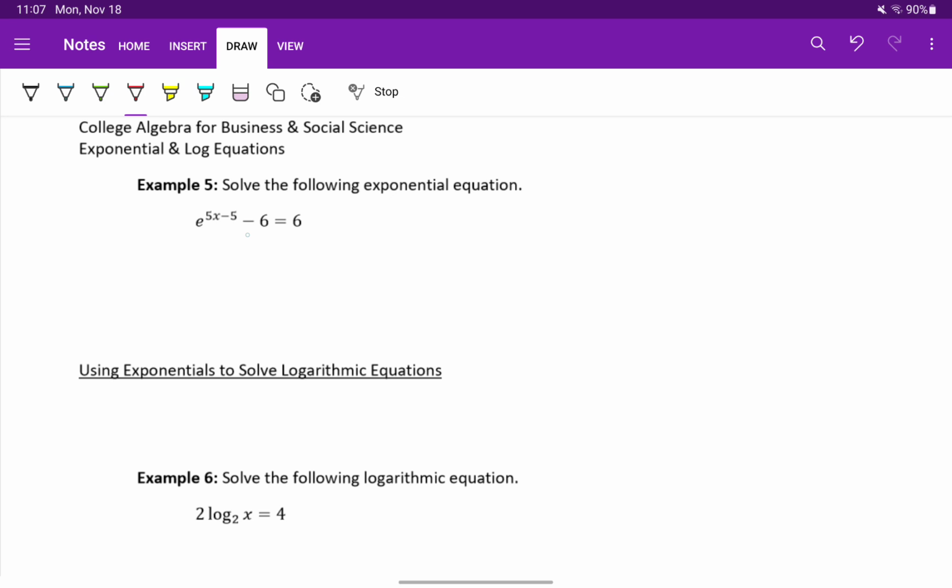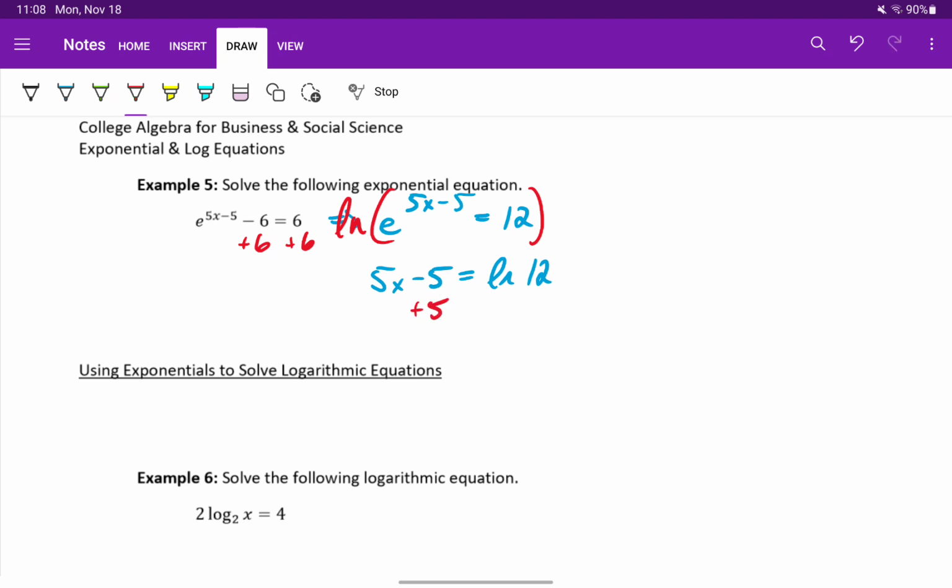We'll use the same trick in example 5, but first we need to isolate that exponential expression by itself. Adding 6 to both sides will give us e to the 5x minus 5 is equal to 12. Now what we need to do is take the log base e of both sides, which is the same thing as the natural log. Natural log and e will cancel each other out to leave us with just 5x minus 5 is equal to the natural log of 12.